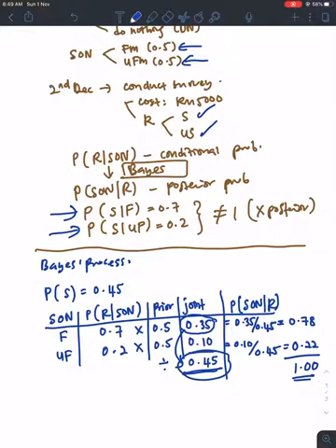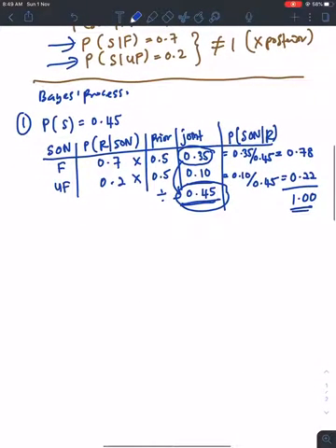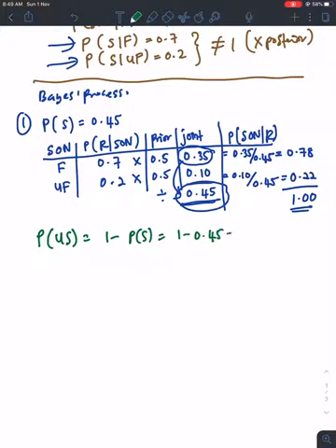Okay, this is how we use Bayes process in terms of using the table. Now, second, kita nak cari probability of unsuccess. Okay, dah tahu dah. Complement dia mestilah 1 minus probability of success. So, 1 minus P success, equal to 1 minus 0.45. So, probability of unsuccess is 0.55.